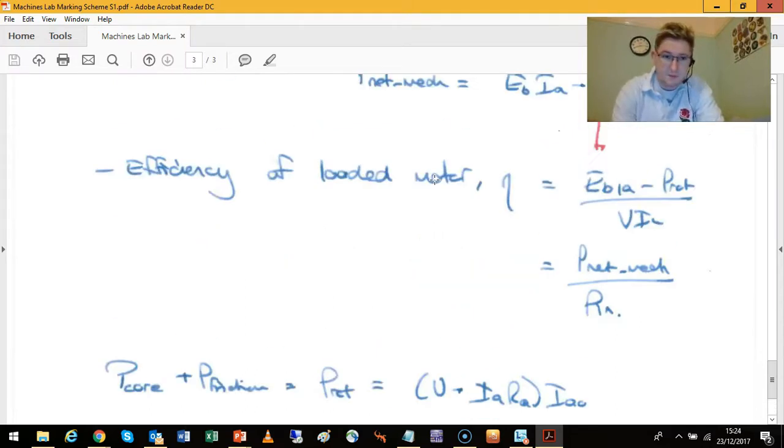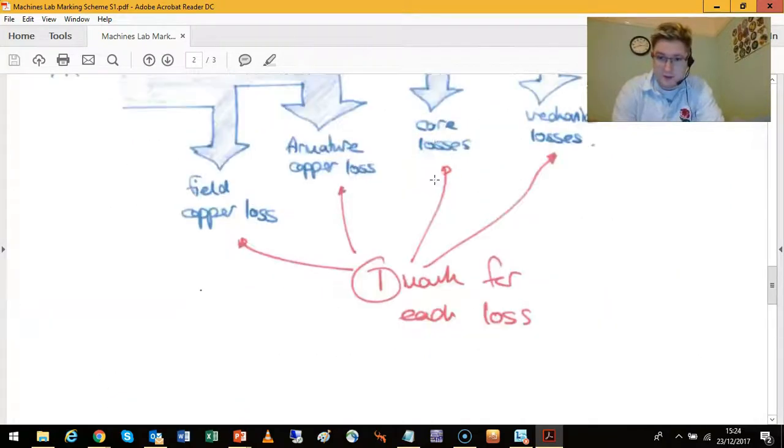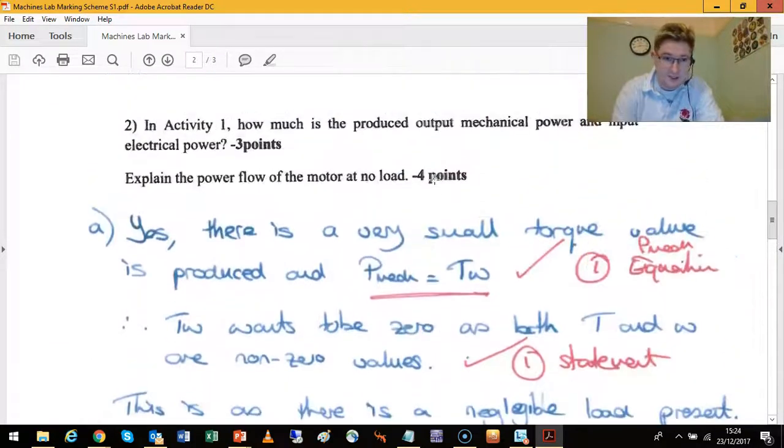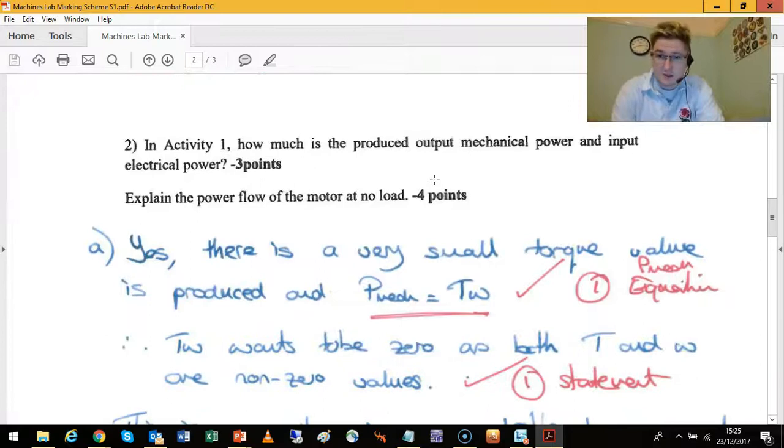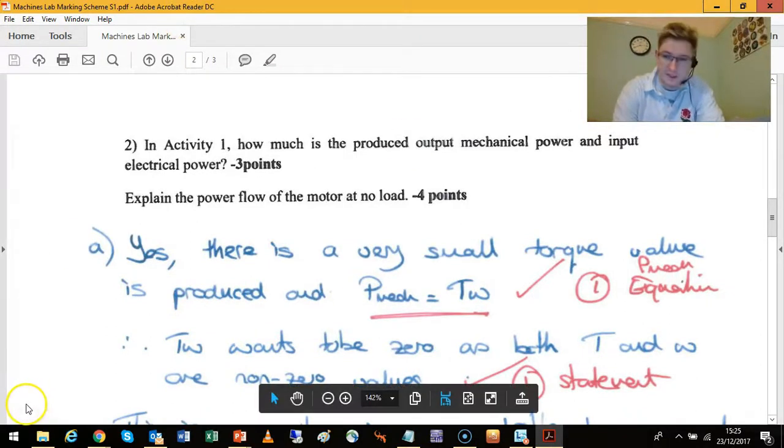So that's basically going through and giving you some feedback on the marking scheme from last year, and hopefully you can then use that knowledge to apply it to the mark scheme for this year. Okay, let's go on to the next question.